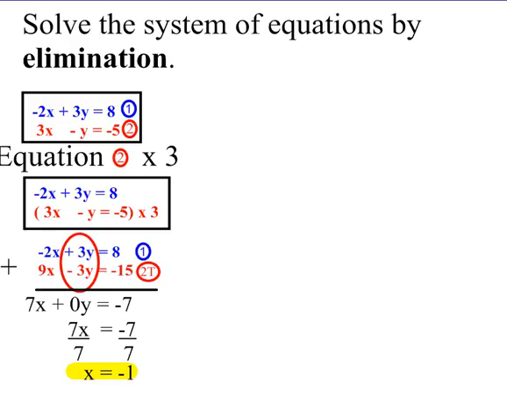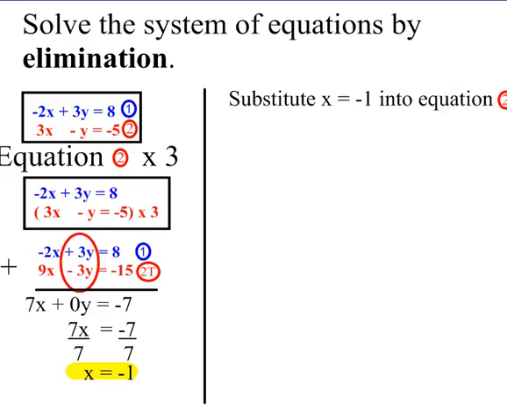We still need to find the y, so we're going to use the method of substitution. I can substitute this x into either equation 1 or equation 2. In this case, it's easier to substitute it into equation 2 because my y is already almost isolated there. So I have 3x minus y equals minus 5. This is equation 2. We took that from here. That was our original equation.